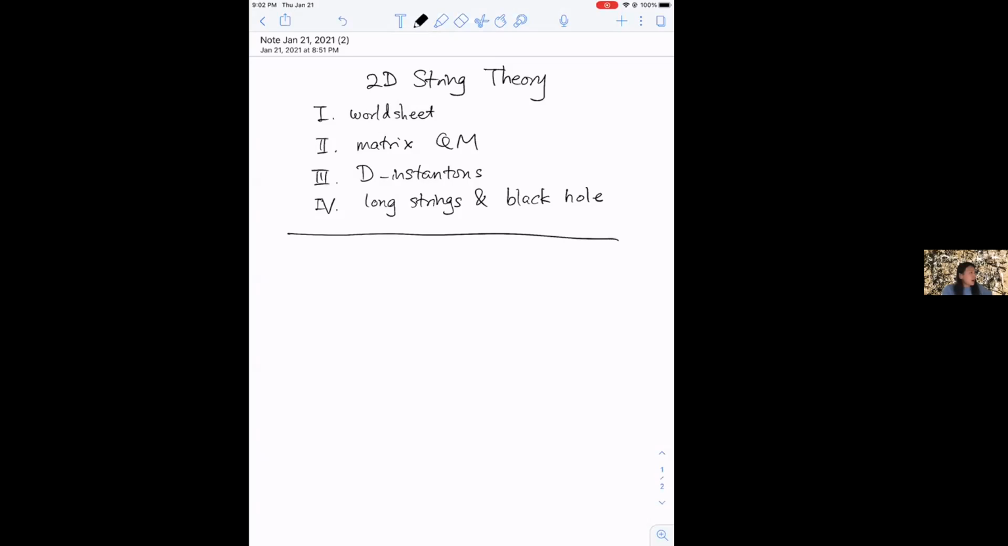Let me begin by describing the motivation for investigating the subject of 2D string theory. Most of what these lectures are going to be about is something called c equals 1 string theory. I'm going to describe what it is in a moment. It's going to be a kind of bosonic string living in two-dimensional spacetime.